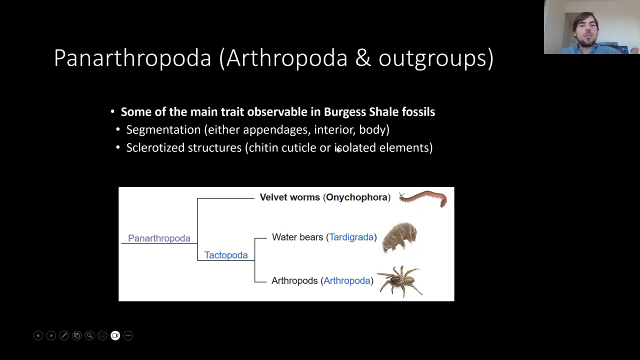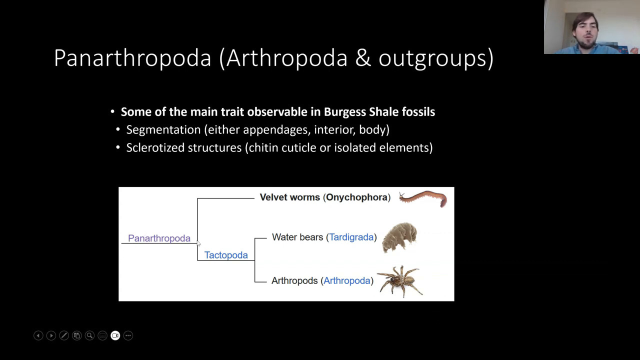So, what are some of the traits that can be observed at the Burgess Shale that you can use to identify an arthropod? Some of these traits appear at different parts of arthropod evolution. And one of the things that encompasses all panarthropods is some type of segmentation. Of course, the segmentation is sometimes internal or can only be seen thanks to the presence of feet, such as in onychophorans or tardigrades, but it's more evident in arthropods.